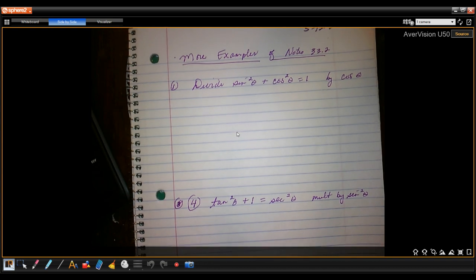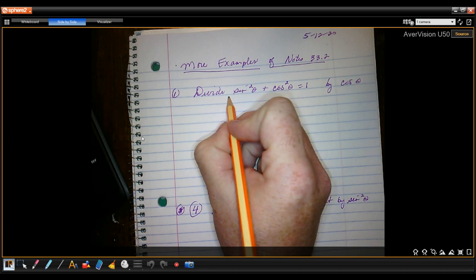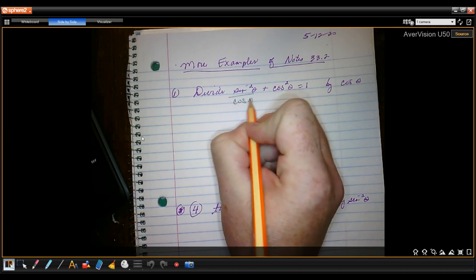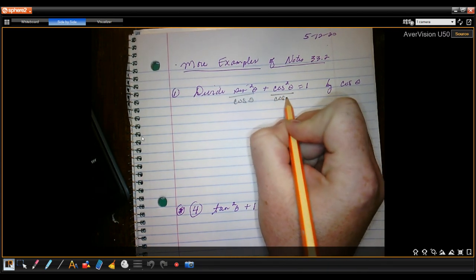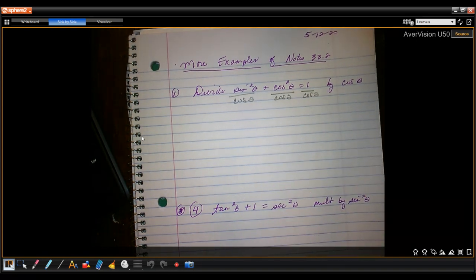Okay, so I'm going to do a few examples of using your trig identities because this is kind of tricky, because it all depends on how you approach it. So first thing we're going to do here is divide by cosine. This is just another example from your notes, so I'm going to do what it says. I'm going to divide this by cosine and then use my trig identities that I learned earlier this morning to simplify this.